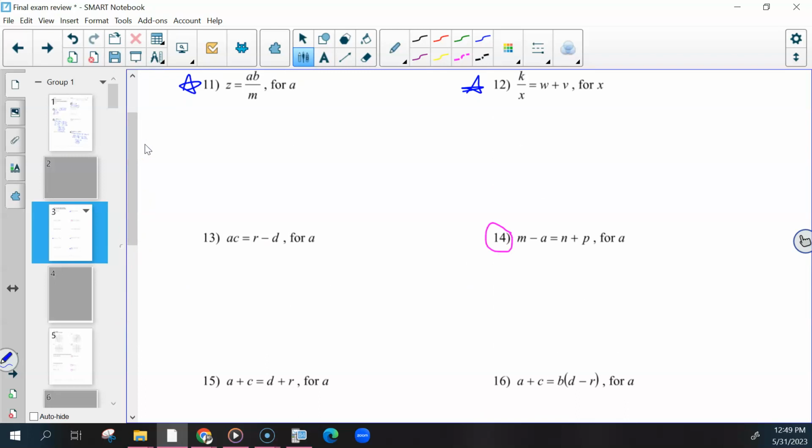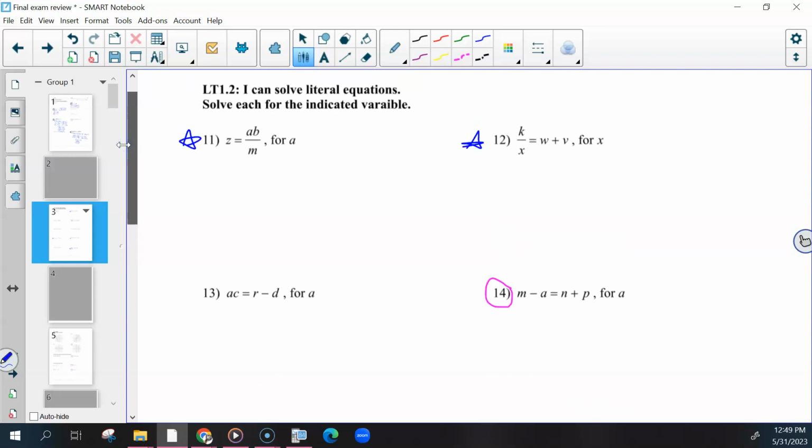Okay, let's start with 11. Our goal is to get A by itself. So we got to get rid of B and M. How would we do that? Or what would we move first? We multiply M on both sides. Yeah. So get rid of the M first, multiply M on both sides. Here, when you do inverse operations, it disappears from one side, but now it's on the other. It doesn't disappear completely.